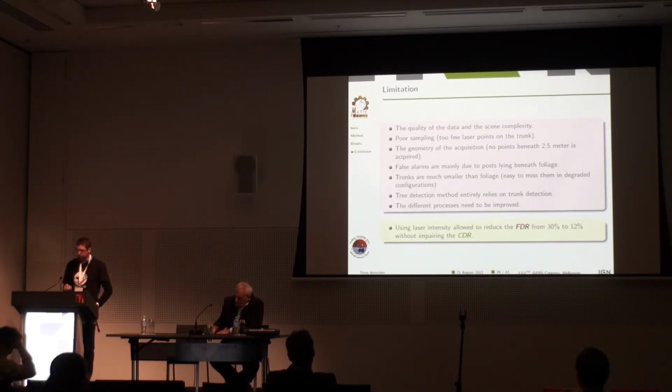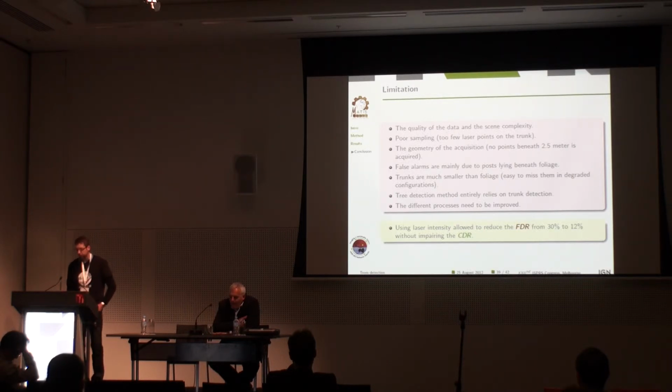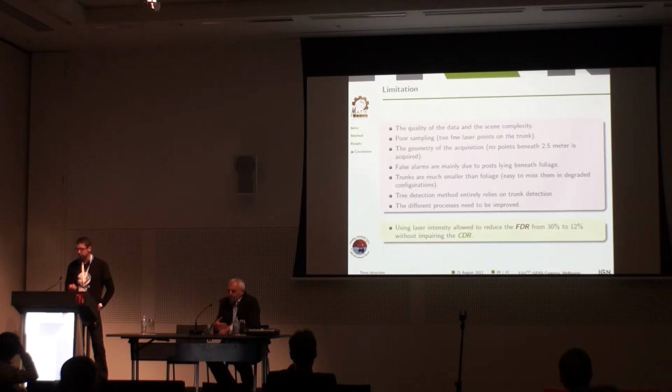Also, some trunks were too small and easily missed. And the problem is that this tree detection method relies entirely on trunk detection. So if you miss the trunk, then you miss the tree. So some of the process needs to be improved, but we think it's a good first step towards a good tree detection method based on mobile scanning. And finally, a good point is that using laser intensity allowed a good reduction of the false detection rate. That means many posts beneath the foliage were able to be classified using this without impairing the correct detection rate.